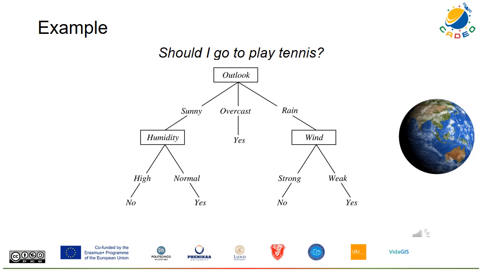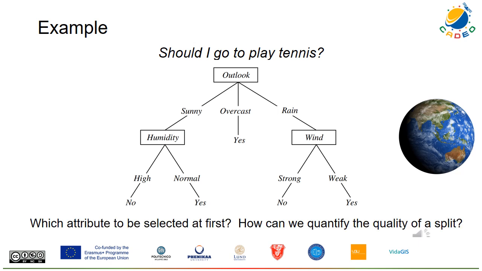If humidity value is normal, then the prediction is yes. And in the right branch, if the value is rain, we will further check the wind attribute. If the wind value is strong, then the output is no. When the wind value is weak, then the output is yes. So here we can see a number of decision rules are generated or learned from the data examples. Based on these rules, we can predict the output. Here the output are two values, yes or no.